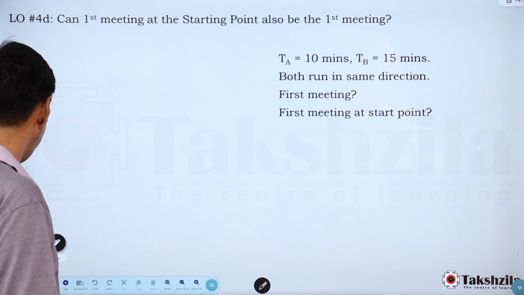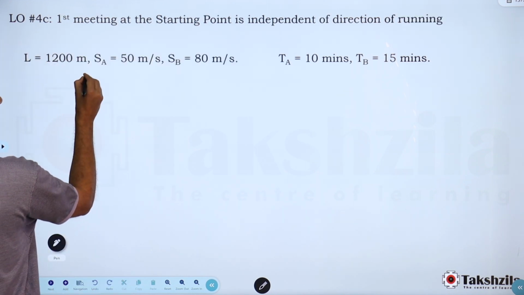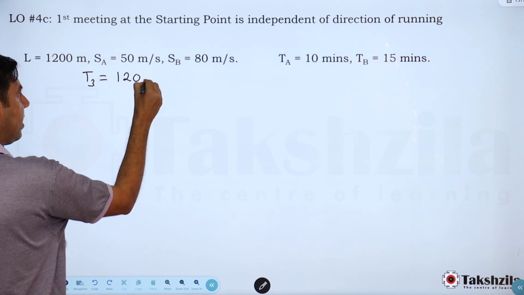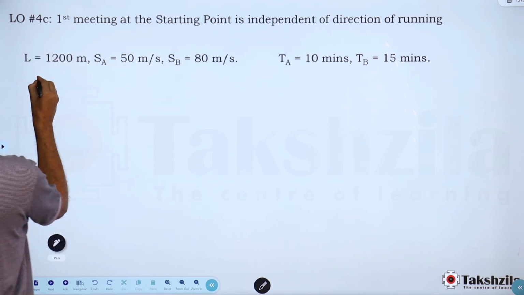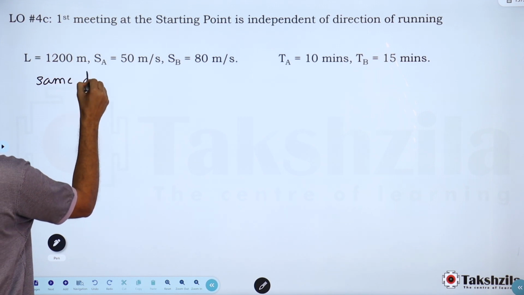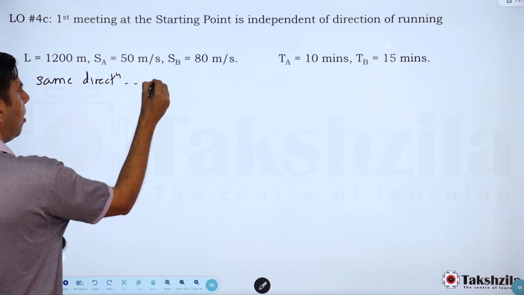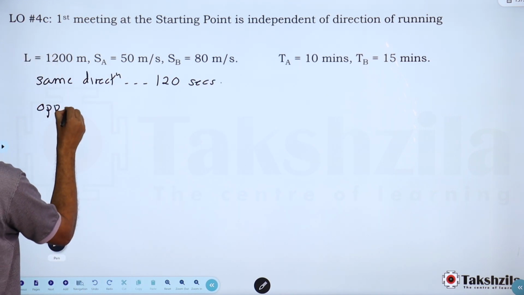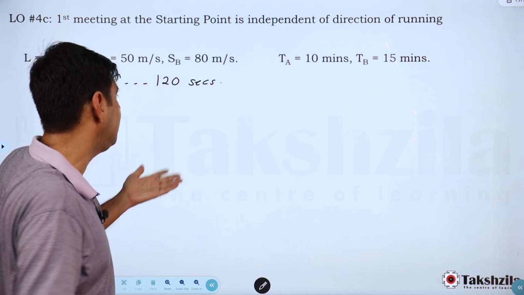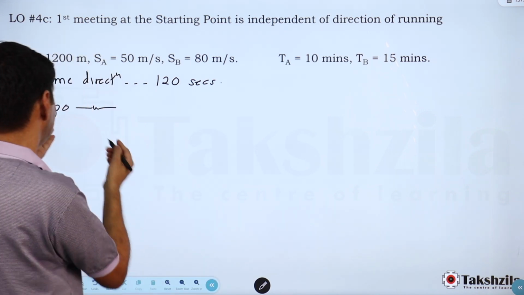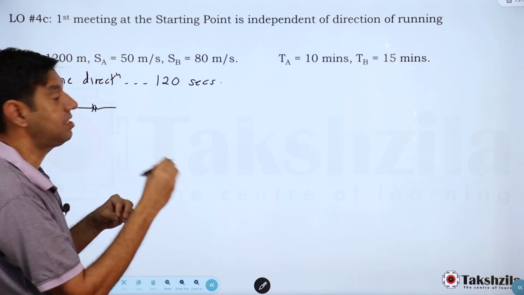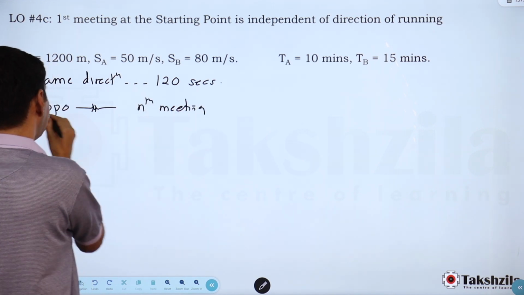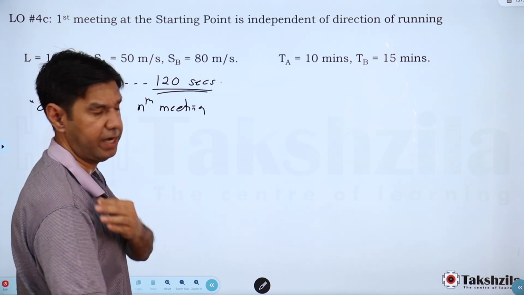So we have already found that the first meeting at the start point, the third meeting, happens after 120 seconds when they run in the same direction. Let me write this. When they run in the same direction, we have found the answer as 120 seconds. Let's find it for the opposite direction. If you do the LCM business, that doesn't need any direction. So we'll do the other approach, the nth meeting approach, and see if they run in the opposite direction, do I again get 120 seconds.